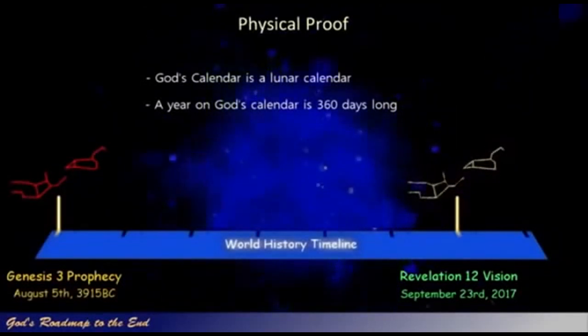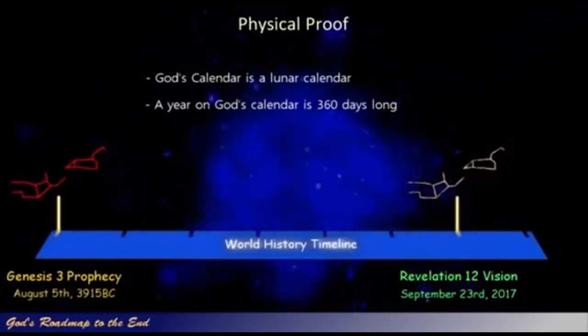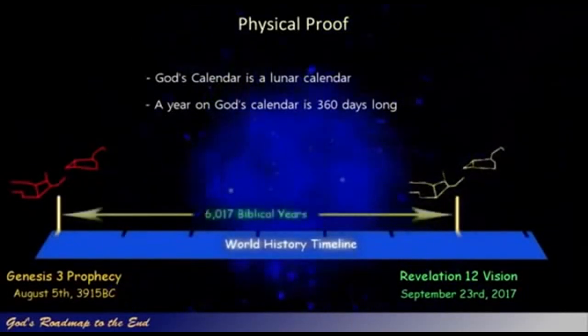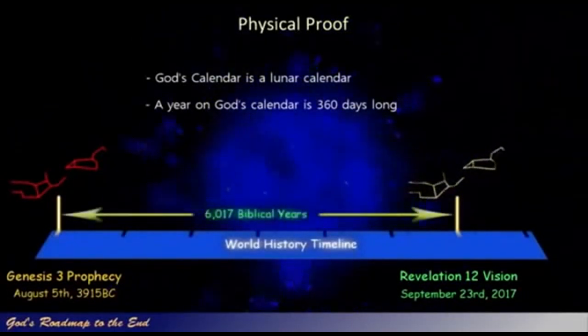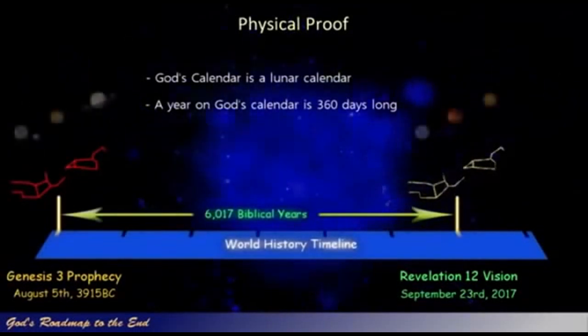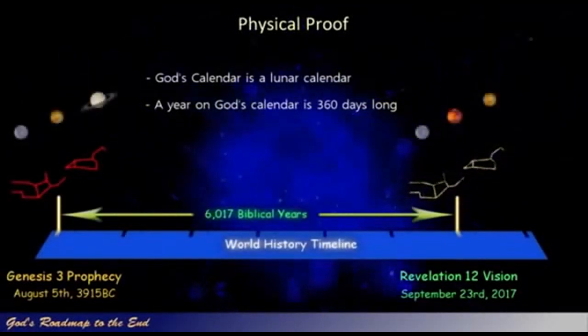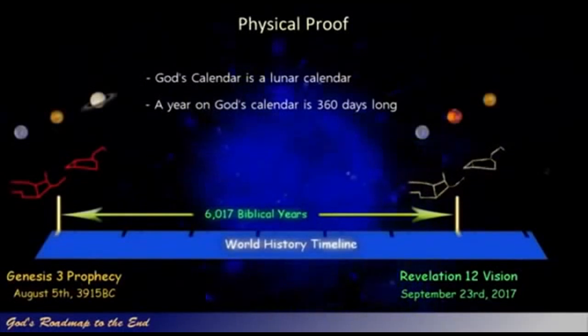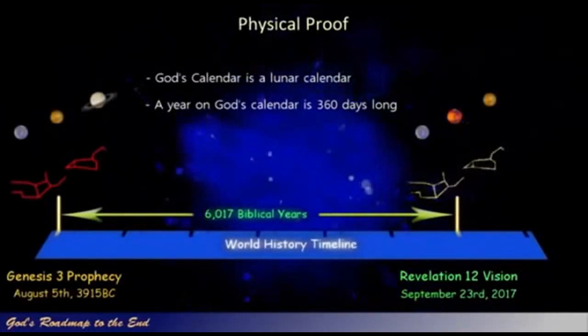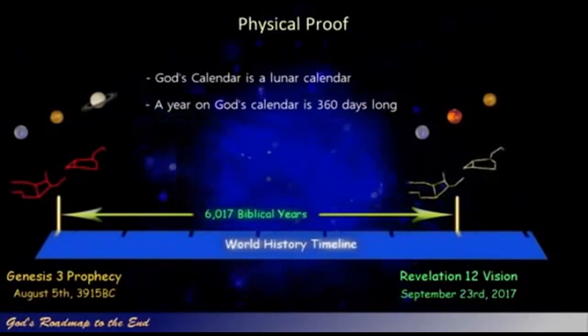There are then exactly 6,017 biblical years between the prophecy given by God in Genesis 3 and the fulfillment of John's vision given in Revelation 12. The only difference between the two markers is the planets and their order that are added to the stars of the constellation Leo to make up the 12-starred crown on the head of Virgo.